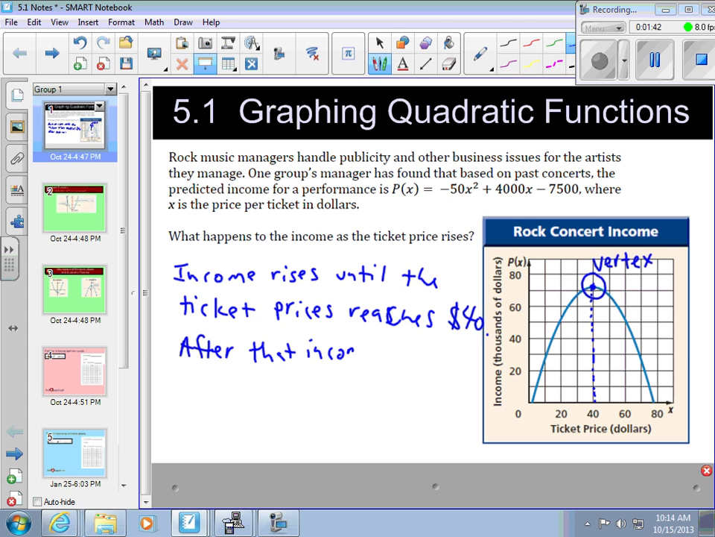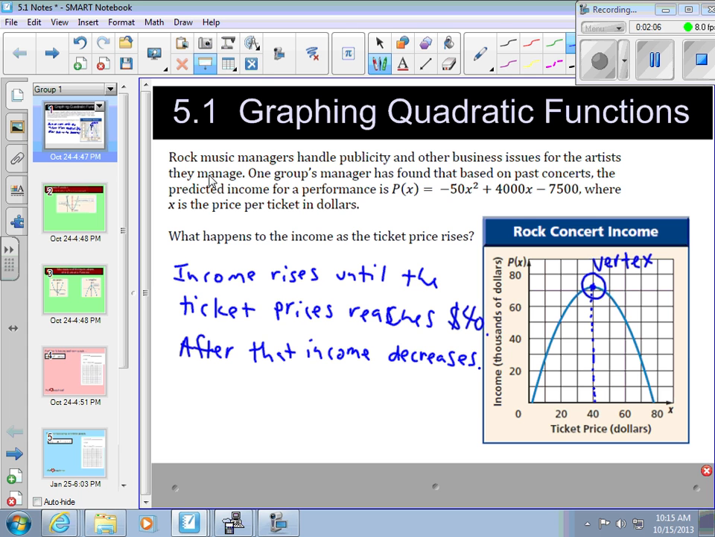And there could be a variety of factors, but probably the reason it decreases after that is people just don't want to pay more than $40 for the ticket. So fewer tickets are going to be bought and the income goes down. But that 40 seems to be the point where most people are willing to pay to go see that concert and still want to go to the concert. And it's also the point where they can get the most money.